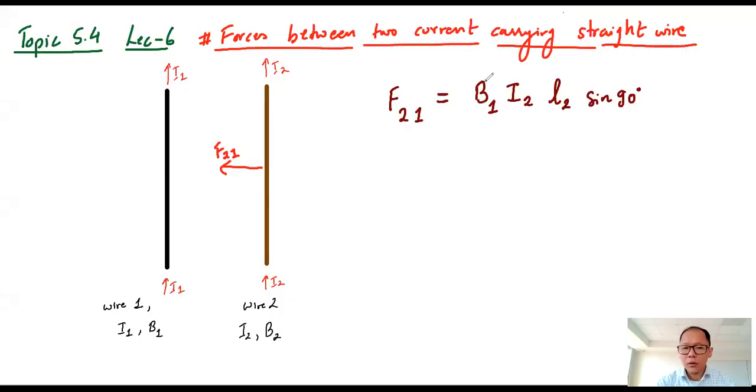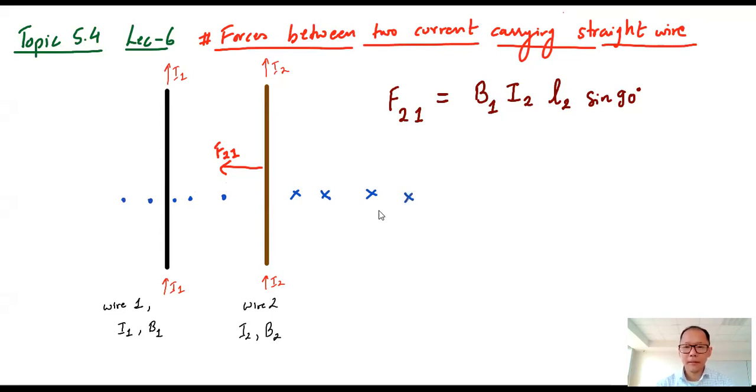In wire 2 also, we see that the current is flowing upward. So on the right side, the field is going inside, right? So on the right side, the field is inside, so I draw a cross here. But on the left side, it's all dots. So it's a dot here.